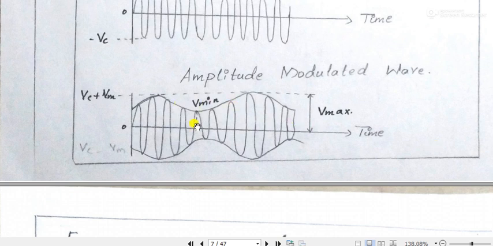This is the modulated signal. The amplitude of the modulated signal is Vc plus Vm. From this reference point, from this point to this point, this is the maximum voltage, and 0 to this point, that is the minimum voltage.